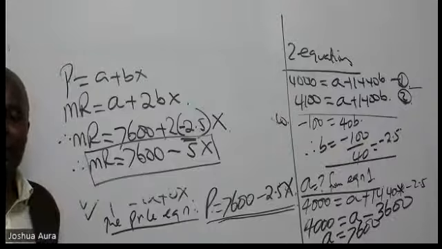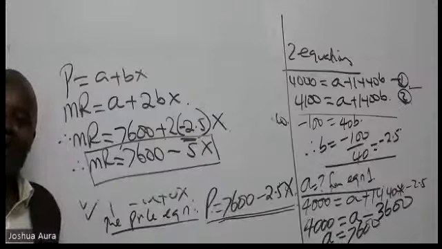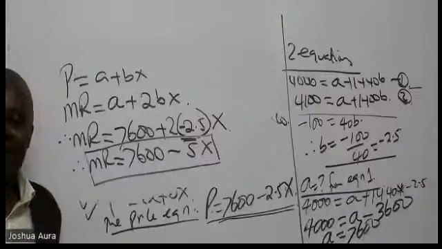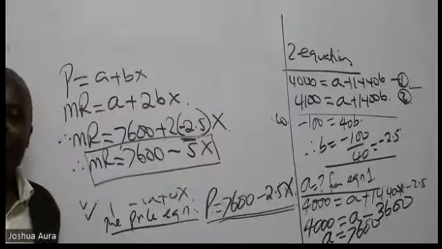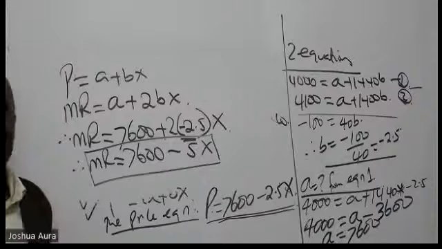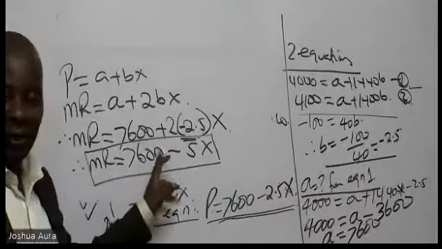Very important formula. I've given you a formula you have never known. Marginal revenue equals 7,600 minus 5X. We have to get X. We have only gotten the marginal revenue function. This is a very important function, especially if you hate differentiation.